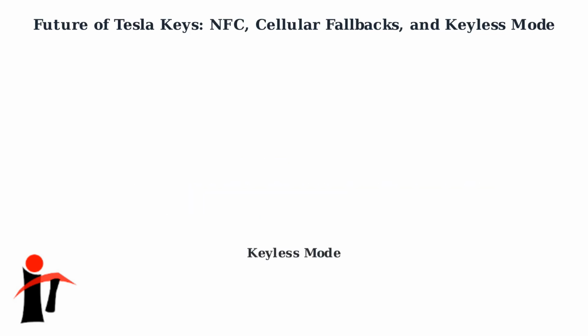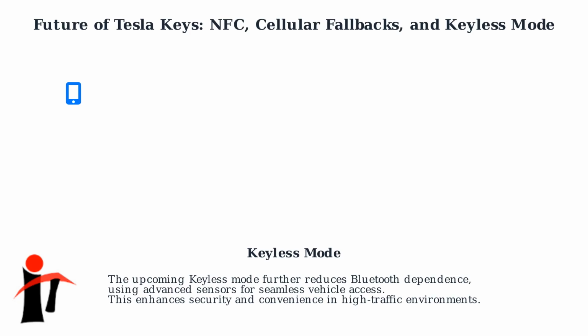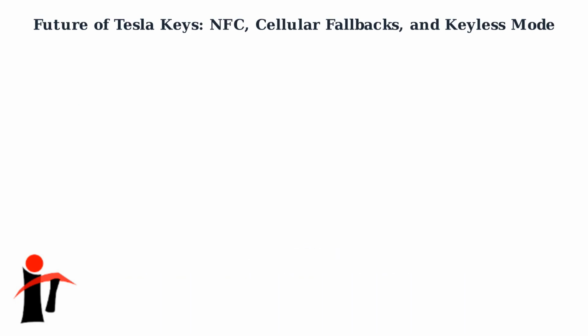The upcoming keyless mode will further minimize reliance on Bluetooth. This feature uses advanced sensors for automatic vehicle access, enhancing both security and convenience, especially in busy city settings. By 2027, expect full integration with smart homes through protocols like Matter. This will allow Tesla keys to work seamlessly with other connected devices, creating a unified ecosystem for modern living.